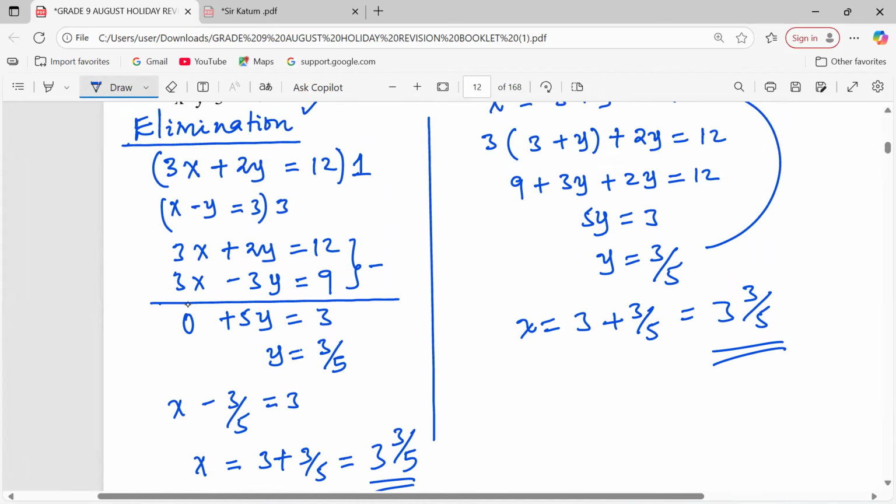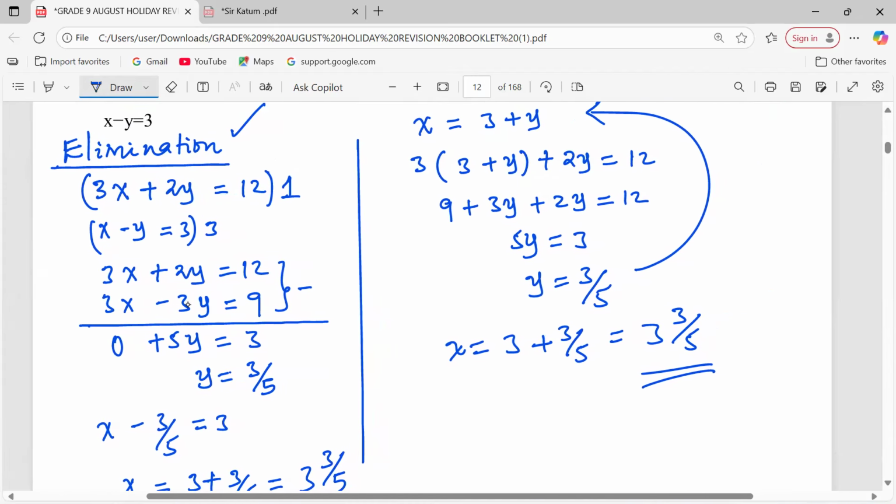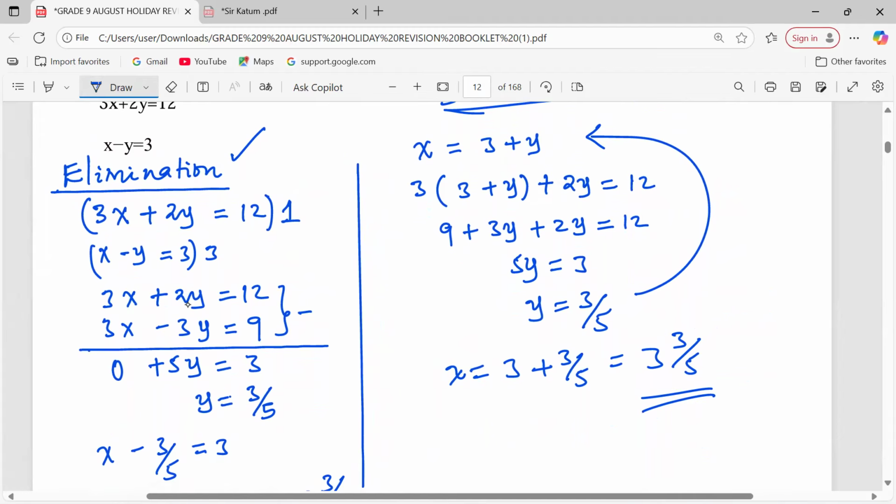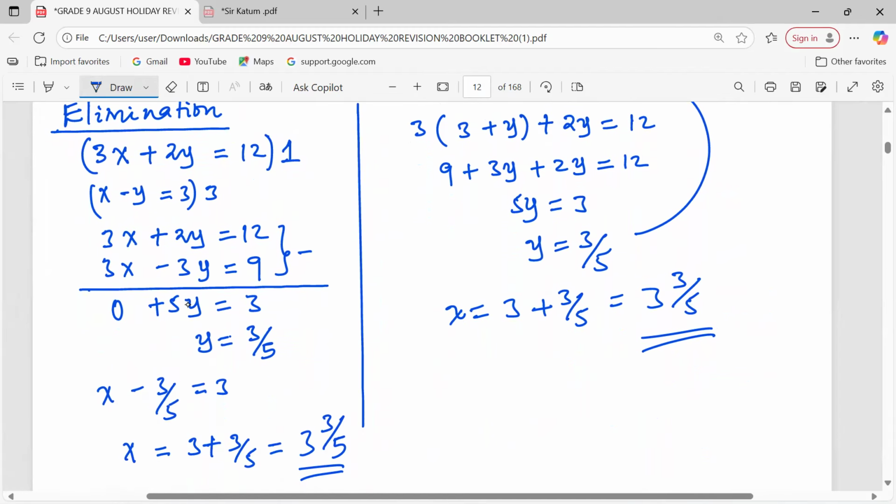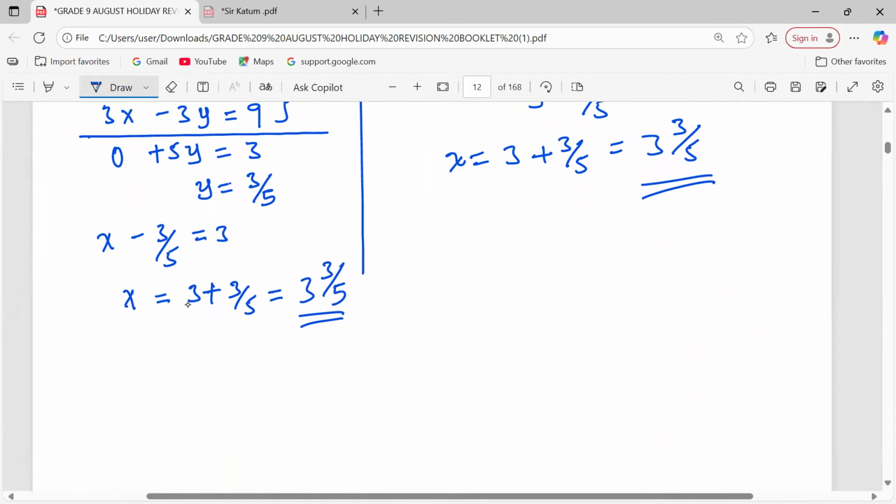So from the two approaches, ladies and gentlemen, we are getting the same answers. Yeah, from the two we are getting the same answers.